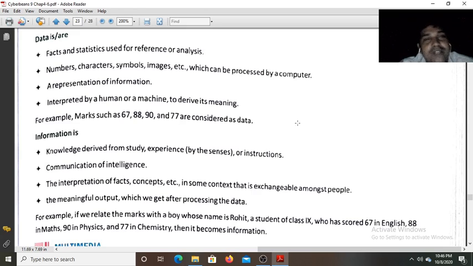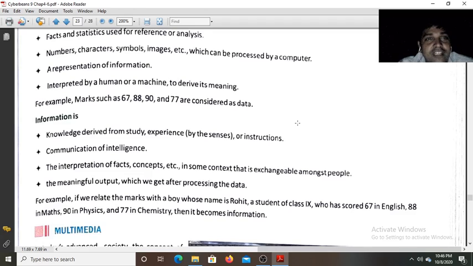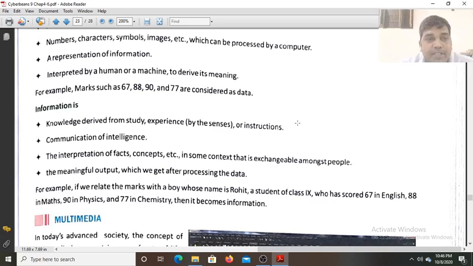Without data, how can you present the information? That is also not possible. If you want to write the report, you need some characters or symbols, you need some numbers, you need some images. Next, data is interpreted by a human or machine. Yes, data can be interpreted by the human also, and by the machine also, that is the computer, to derive its meaning.